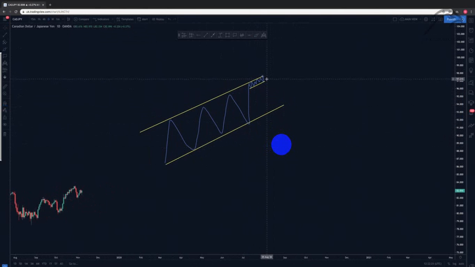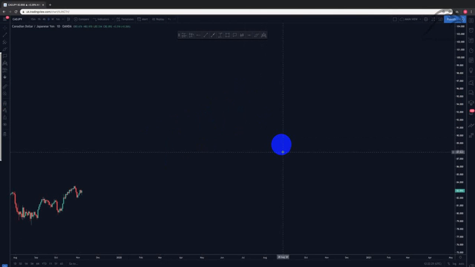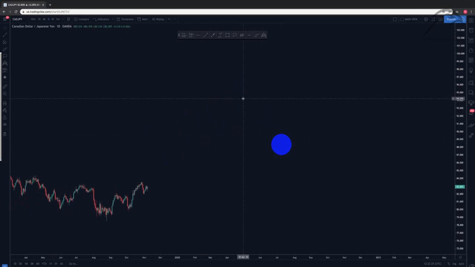But this is just to give you an example of what that looks like. So that's that on an ascending channel. Now let's take a look at it on a flag, which is where we would utilize it mostly. So let's say we take a typical bear flag. So we've got an impulse down and we're looking for a correction.